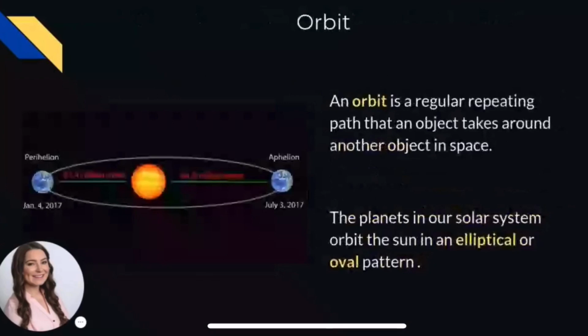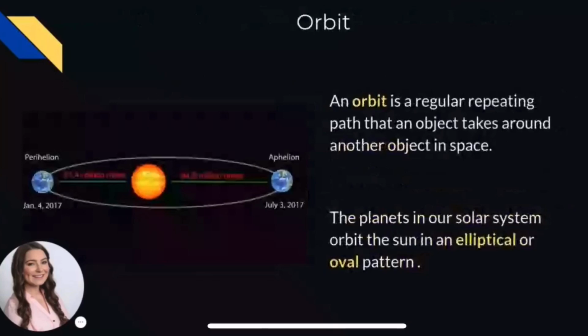Before we can move on to seasons, we need to understand one more thing. The planets orbit the sun. An orbit is a regular repeating path that an object takes around another object in space. The planets in our solar system orbit the sun in an elliptical or oval pattern, not a perfect circle as you typically see it drawn. But even though it may be tempting to think that summer is when we are closest to the sun, this is not what causes our seasons.